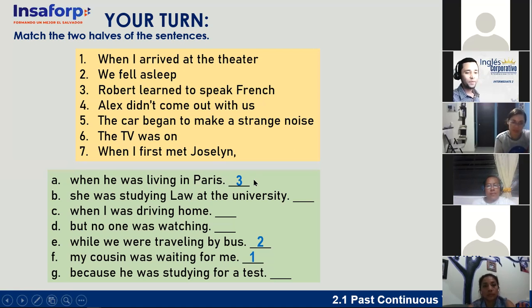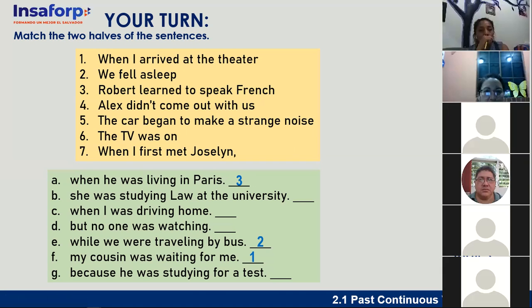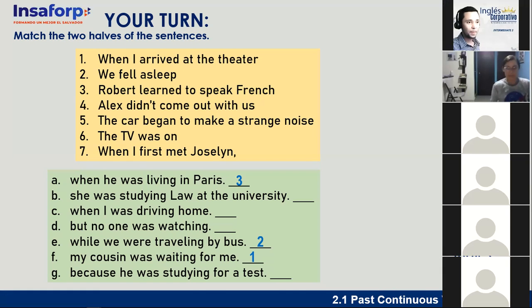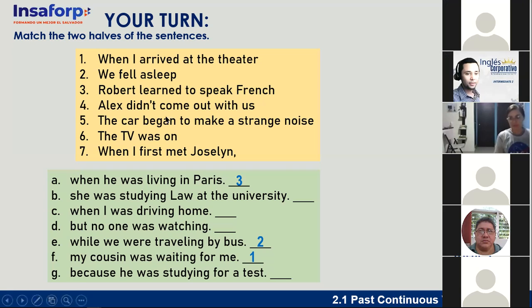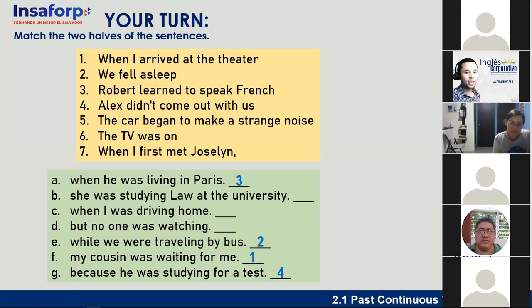Good, thank you. I saw Rodrigo raising the hand. Do you want to take on number four? Or anyone else? Okay. Alex didn't come with us because he was studying for a test. Correct. Alex didn't come out with us because he was studying for a test. Thank you, Rodrigo. Very good. What about number five? Sandra.